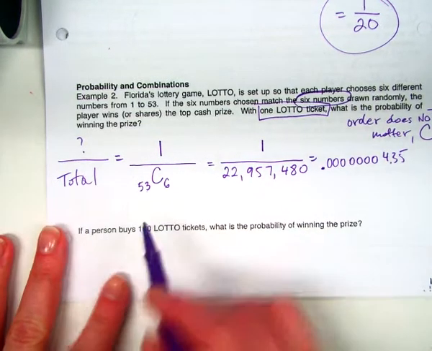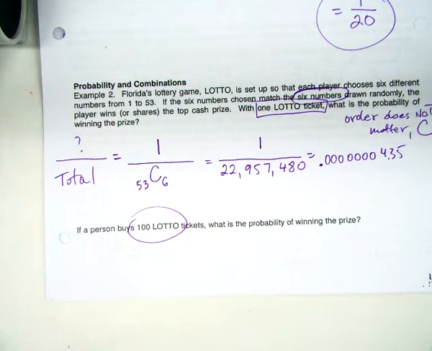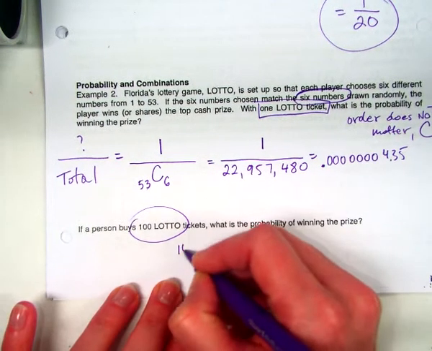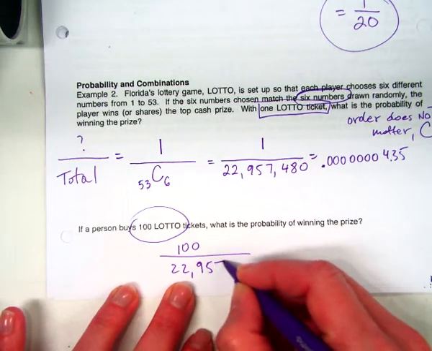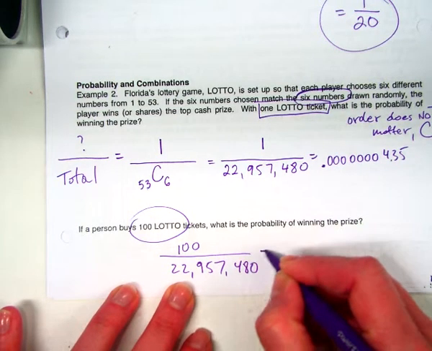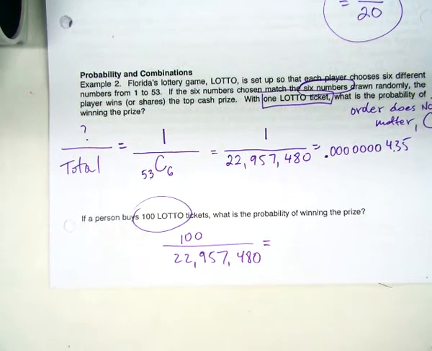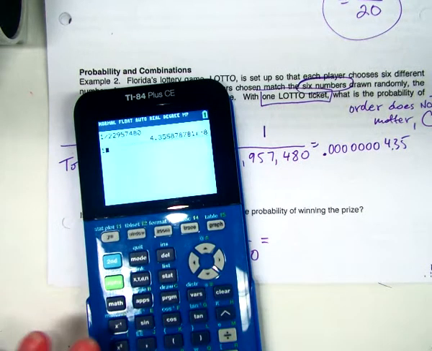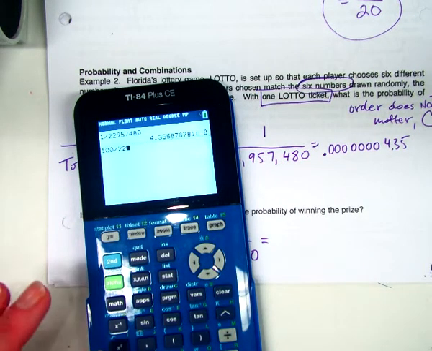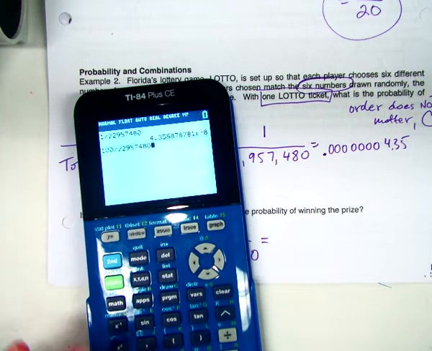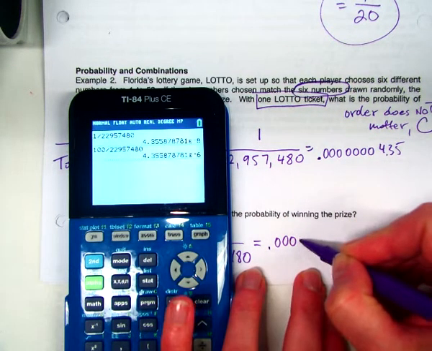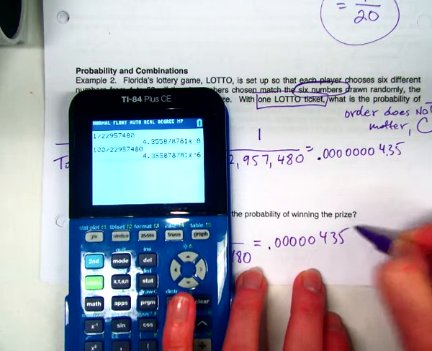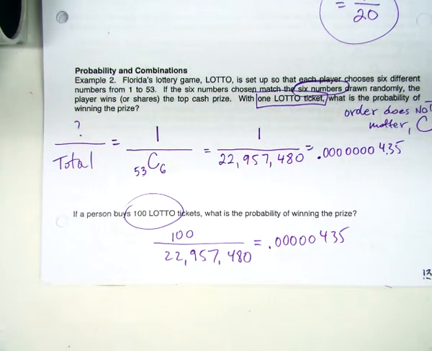What if you buy 100 lotto tickets? Are your chances better? Let's do, because it's the same thing, 100 over the 20 million, 957,480. So if I do 100 divided by that, it's 6 spots. Its exponent is negative 6, so that means there's 1, 2, 3, 5, and then 4, 3, 5. So this is million. So it's a little better.